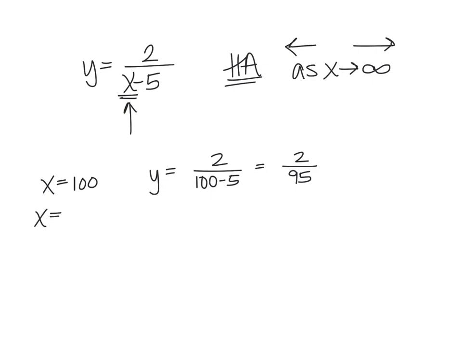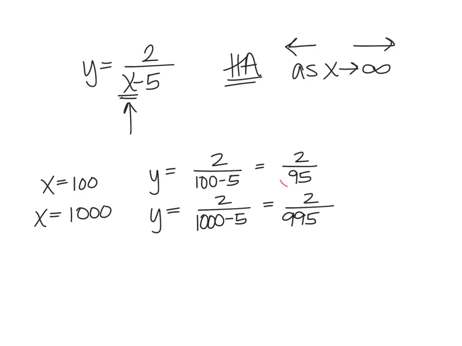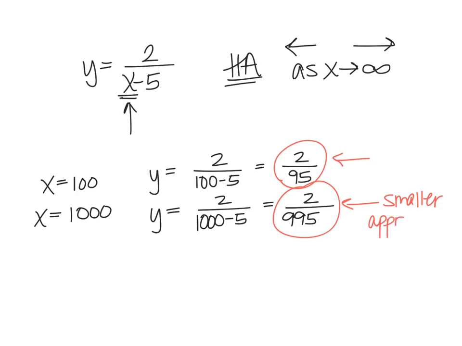Now look what happens if x becomes a larger number. Let's say x is 1,000. Now we have 2 divided by 1,000 minus 5, which is 2 divided by 995. And now compare what's happening to the output. Here we had 2 divided by 95. Now we have 2 divided by 995. So notice that the outputs here, not only are they getting smaller, but they are approaching 0. They are very, very small values. They're getting closer and closer to 0.